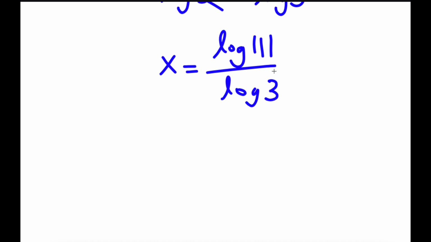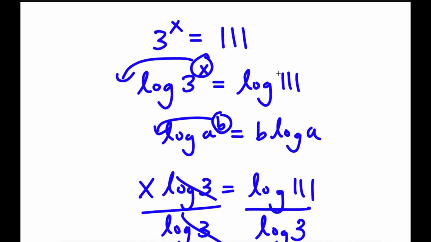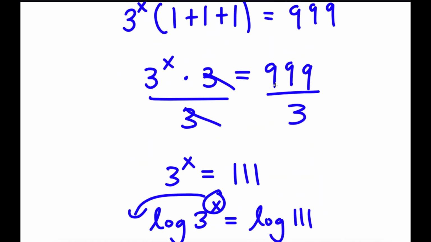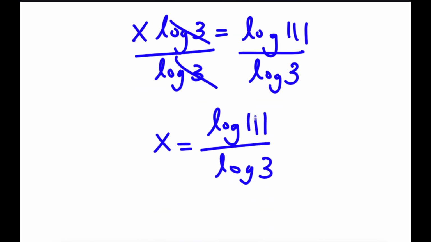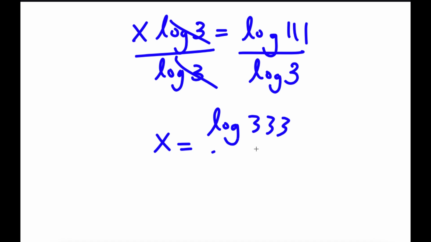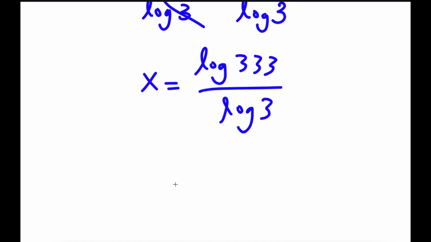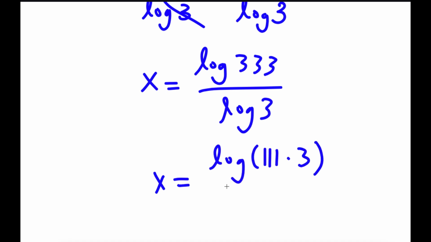Oops, sorry, I think I made a mistake here. 999 divided by 3 is actually 333, not 111. So this is going to be log 333 over log 3. And now I'm going to rewrite log 333 as log 111 times 3 over log 3.